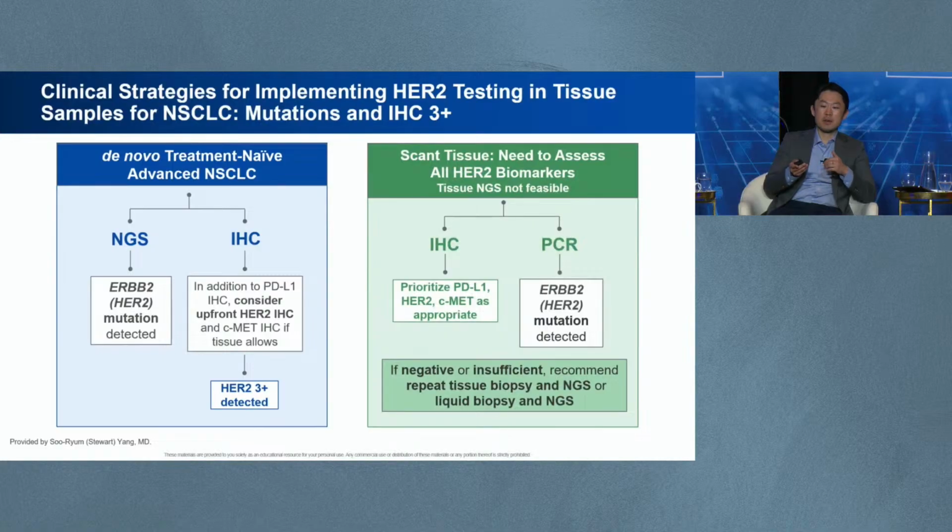Now, the second scenario is very painful to discuss, but actually happens quite often, about 20 to 30% of cases, where it's a very scanty tissue, and we need to assess for all biomarkers, but unfortunately, it's so scanty that we cannot do tissue NGS.